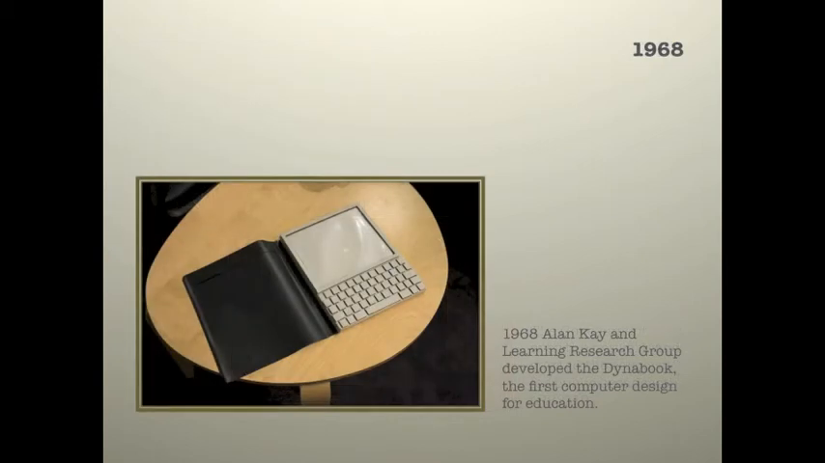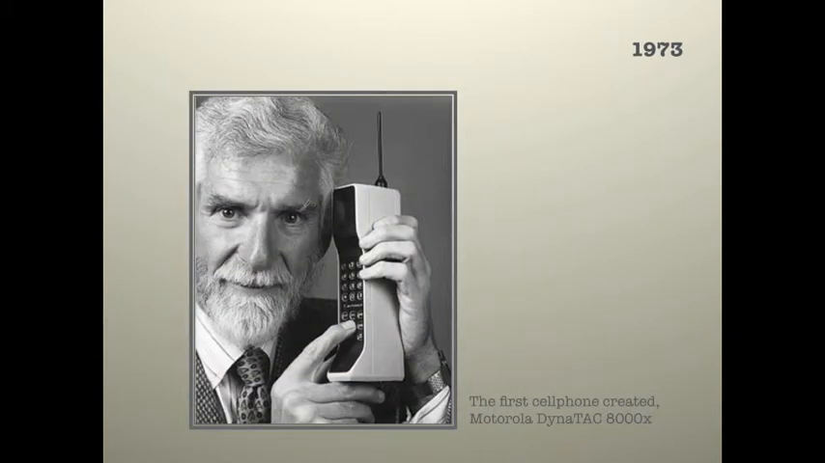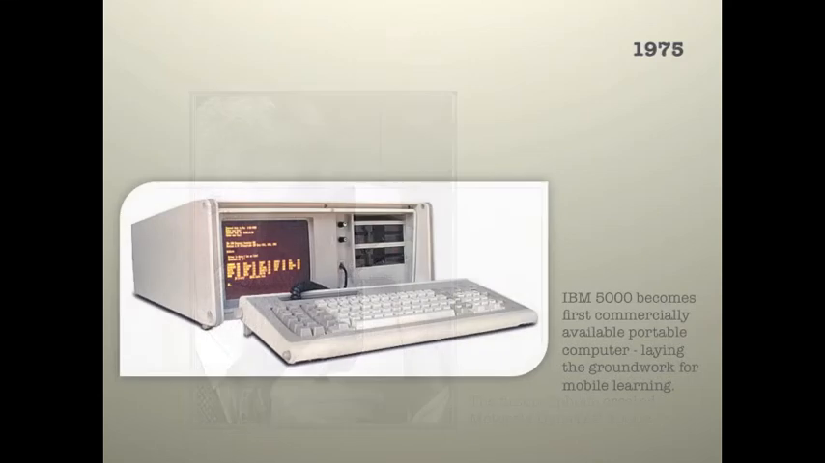In 1968, Alan Kay and the Learning Research Group developed the Dynabook, the first computer designed for education. Unfortunately, it did not get funded and the Dynabook was shelved. Then, in 1973, the first cell phone was created, the Motorola 8000X. In 1975, the IBM 5100 became the first commercially available portable computer.